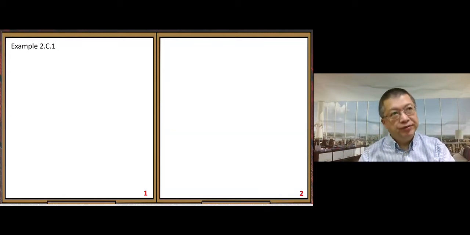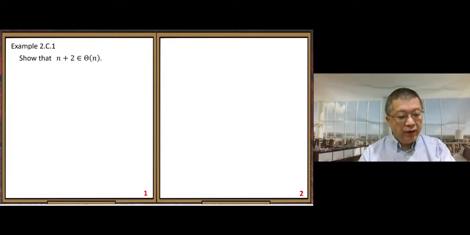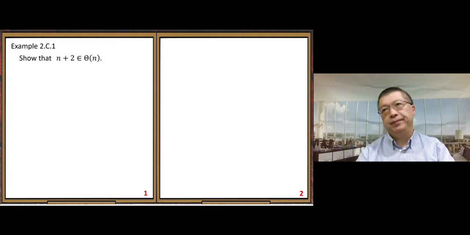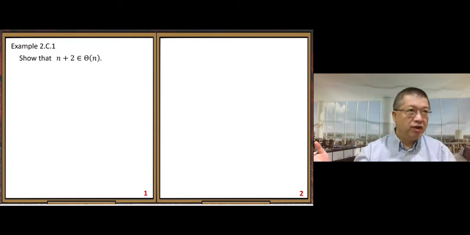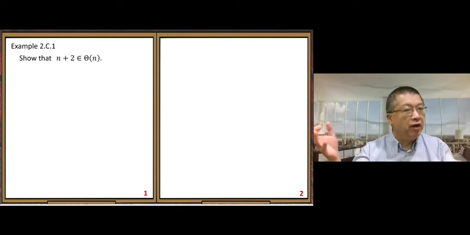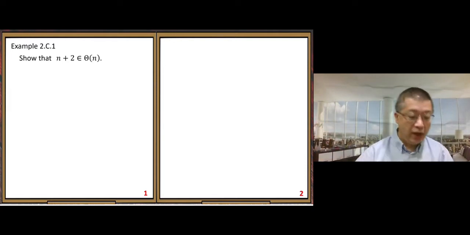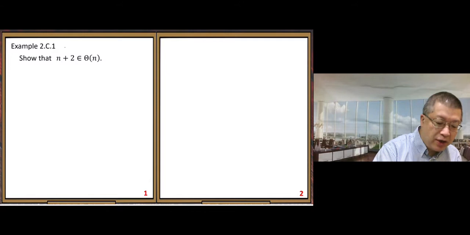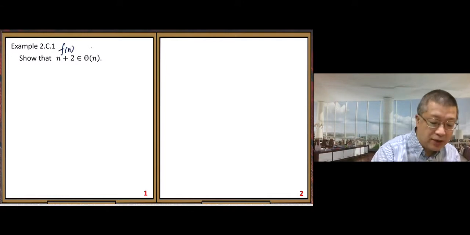You need to write the proof. Show that the function n plus 2 belongs to big theta of n. Very simple functions, both f of n and g of n. The only difference is plus 2. That's the difference.